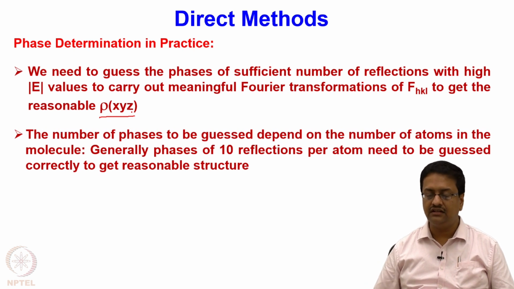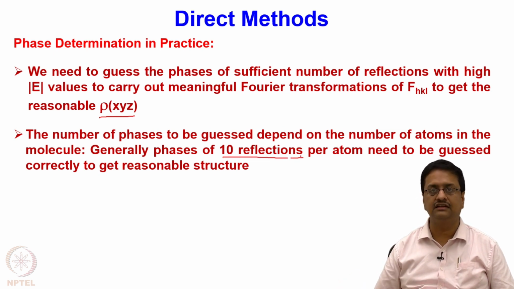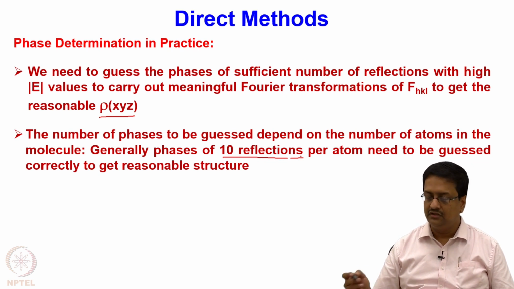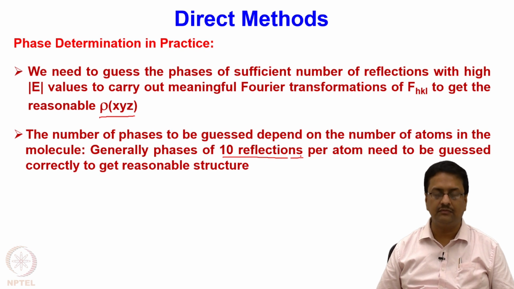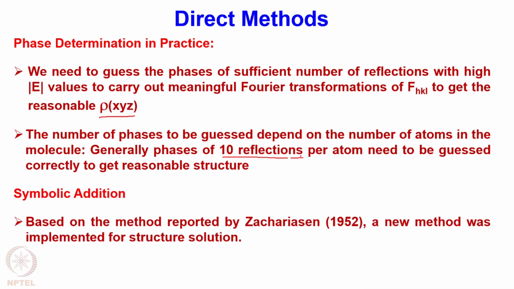To do that, the number of phases to be guessed depends on the number of atoms in the molecule. Generally, we need the phases of about 10 reflections to be guessed per atom to get a reasonable structure of a multi-atom structure. So, for this we use a method called symbolic addition. Based on this method by Zachariasen, which was introduced in 1952, a new method was implemented for structure solution.